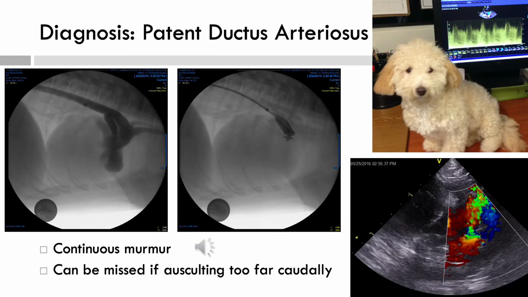This murmur might be a little bit harder to hear, but this is a continuous murmur, and it can be missed if you're not auscultating closely enough. The first angiogram on the left shows the PDA, and the second one shows an ACDO placed in the PDA. And the lower right panel shows continuous flow through the PDA. Let's listen one more time for a second here.